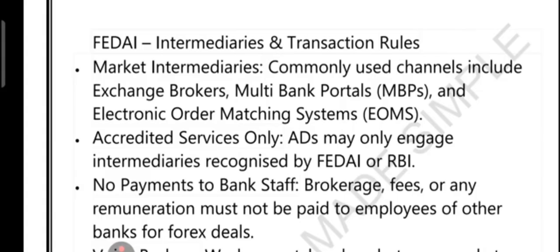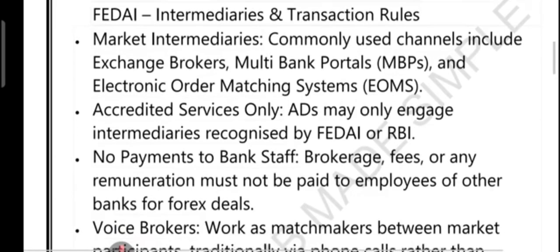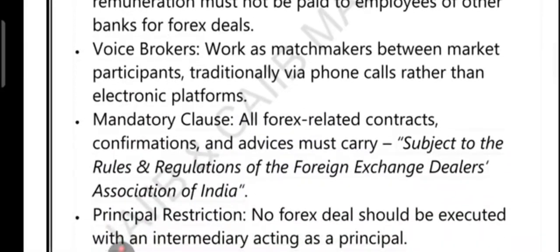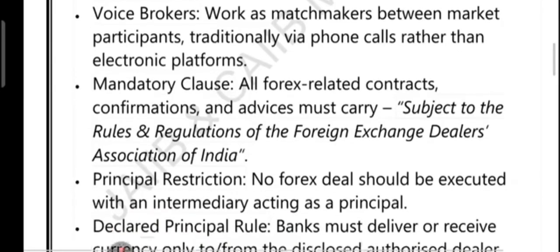So that is the point regarding the exchange broker, right? The rule is that a bank can only deal through an intermediary approved by FEDAI or RBI, and no bank can pay brokerage or commission to an employee of another bank. Then there is something called a voice broker. What is the meaning of voice broker? Voice brokers are the old-school matchmakers. They still exist, connecting banks through phone calls instead of a fancy online platform.